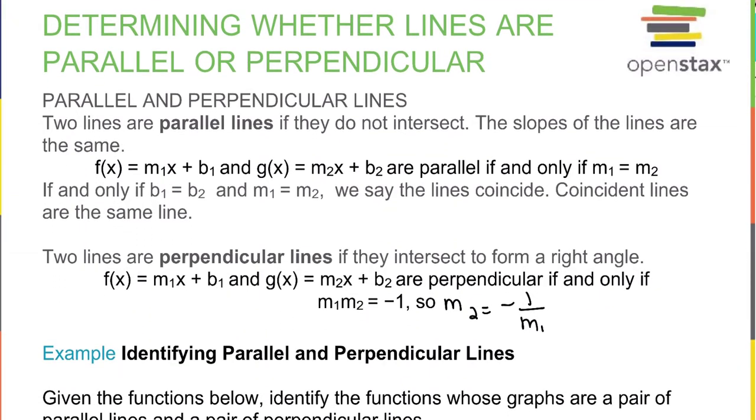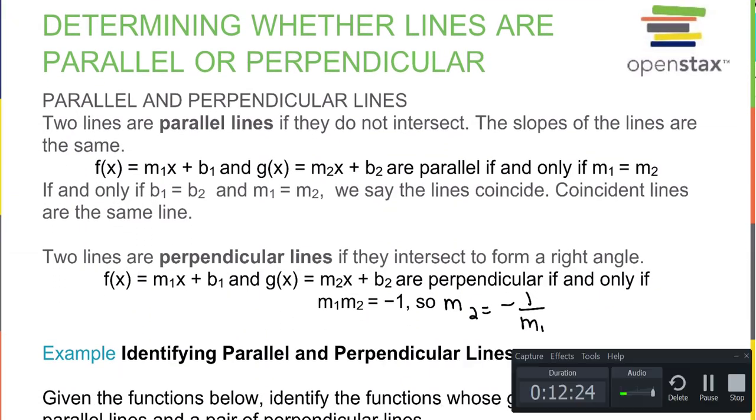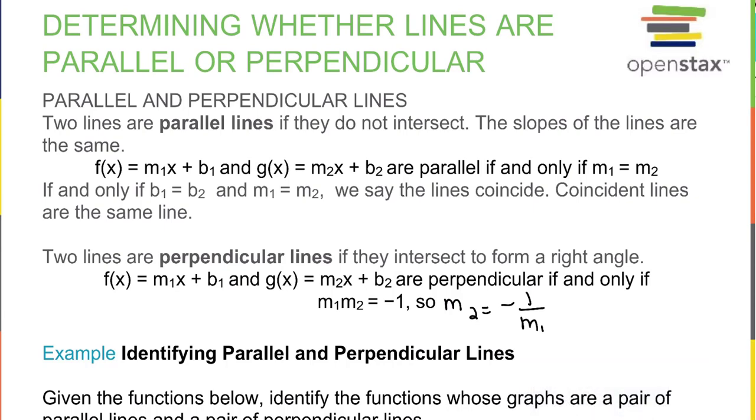Alright, so now we are at the point where we're going to talk about parallel and perpendicular lines. Two lines are parallel lines if they do not intersect. So parallel lines, they don't cross. And the slopes of these lines are the same. Okay, so I'm going to highlight that because that is important. The slopes of the lines are the same for parallel lines. That's how you can tell if two lines are parallel, because their slopes are the same.